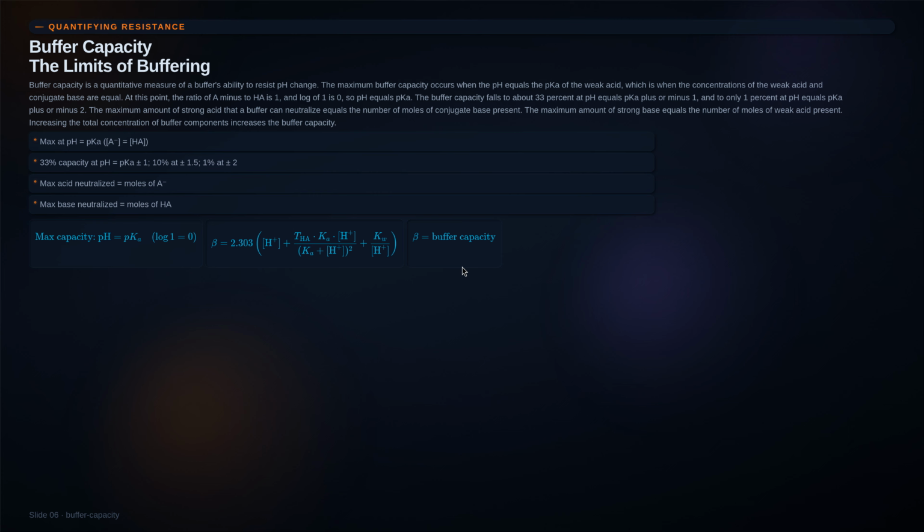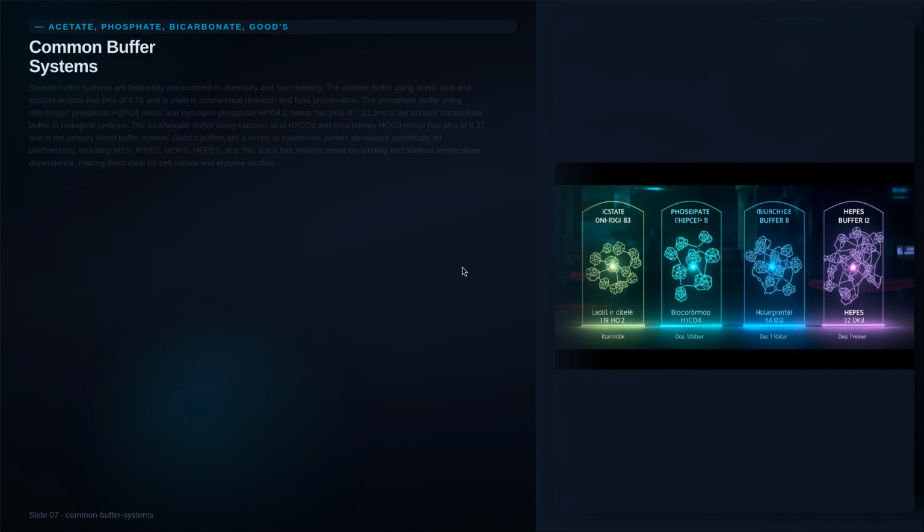The maximum amount of strong acid that a buffer can neutralize equals the number of moles of conjugate base present. The maximum amount of strong base equals the number of moles of weak acid present. Increasing the total concentration of buffer components increases the buffer capacity.